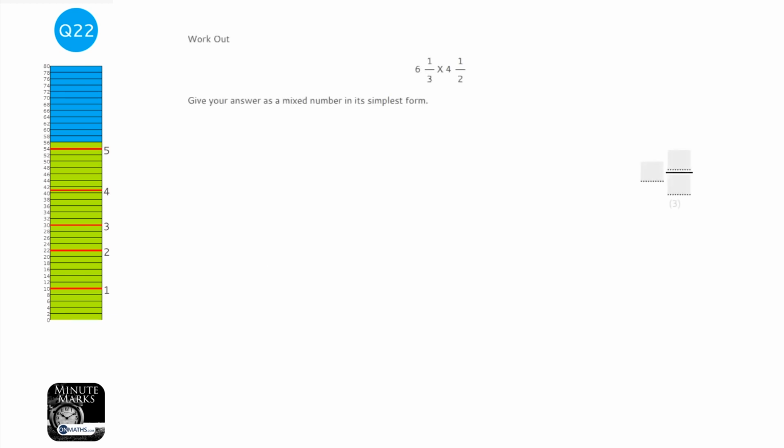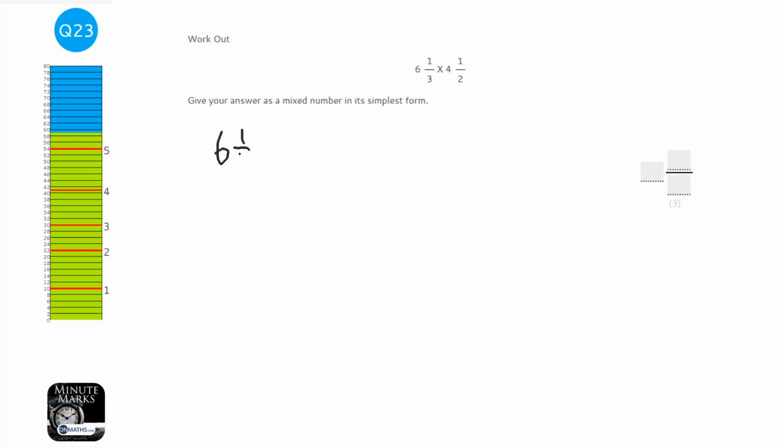Okay, this is quite a lengthy question, and again, it's one of those questions where there's multiple ways of doing it, so if you've got a technique that works really well, stick with it. But with this question, and with any fraction questions, you need to make them top heavy first. So that's what I'm going to do with both of these fractions.